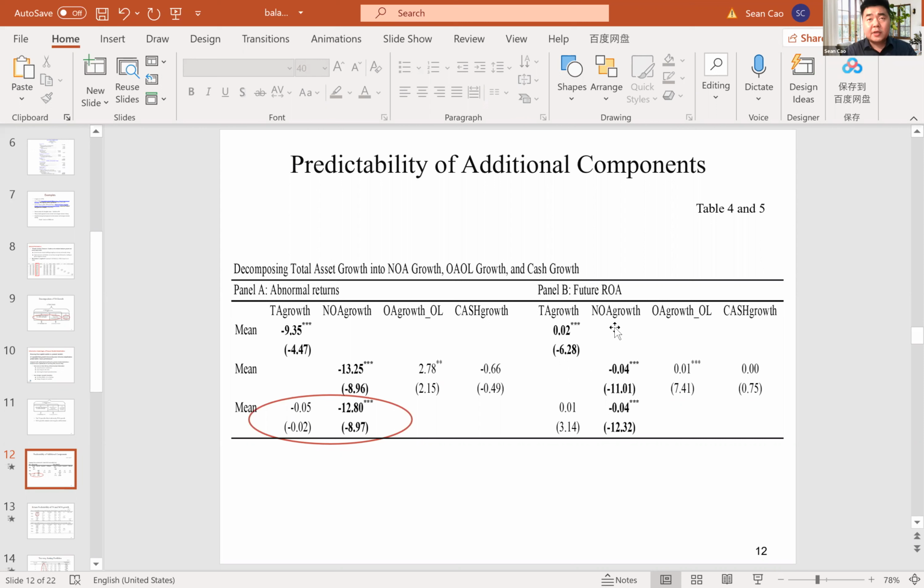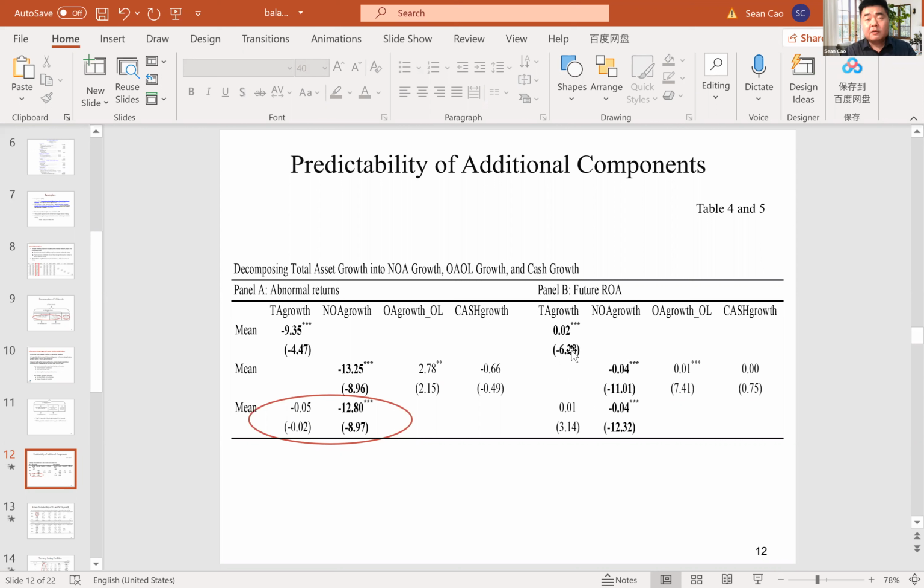And then let's look at NOA growth. NOA growth can also predict future negative earnings, but in a much stronger way. So you look at the coefficient. The TA growth and NOA growth, everything is scaled, so you can compare them directly.